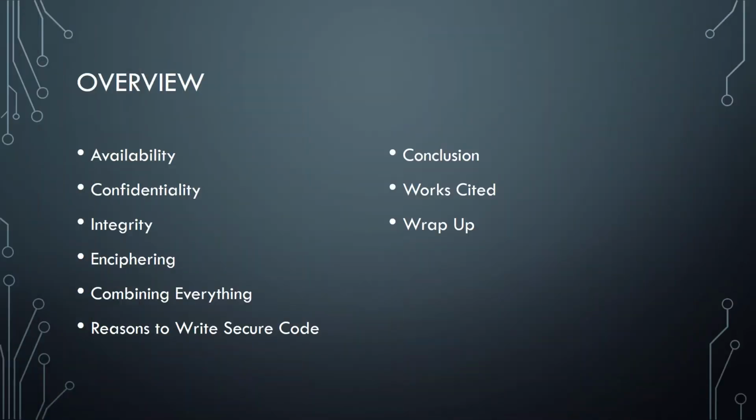Instead of just jumping into the presentation, I'm going to take a moment to give you a brief overview of what you can expect. Each of the topics listed on this slide represents a slide that we will cover during this video. In order, we will cover availability, confidentiality, integrity, enciphering, combining everything, reasons to write secure code, the conclusions, works cited, and finally, we will wrap up the presentation. You can expect each slide to last roughly 1 to 2 minutes. So let's get started.